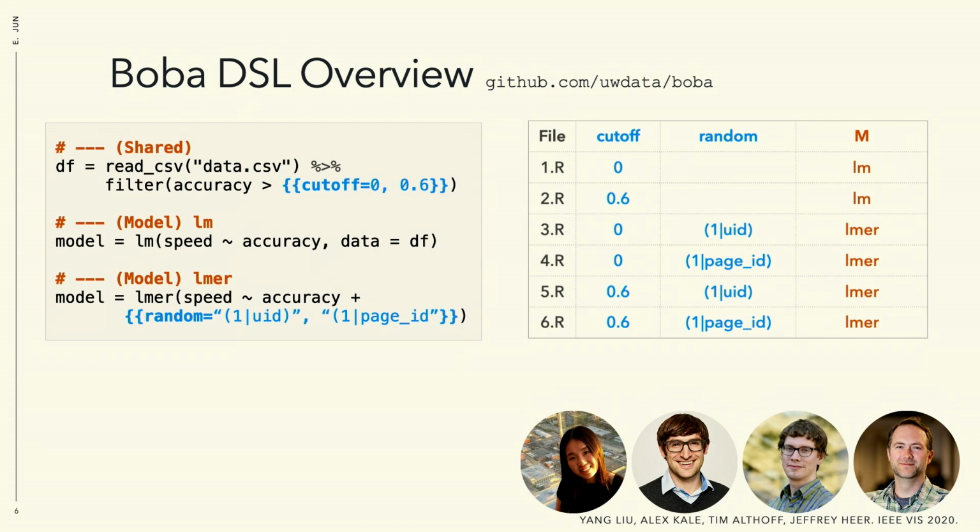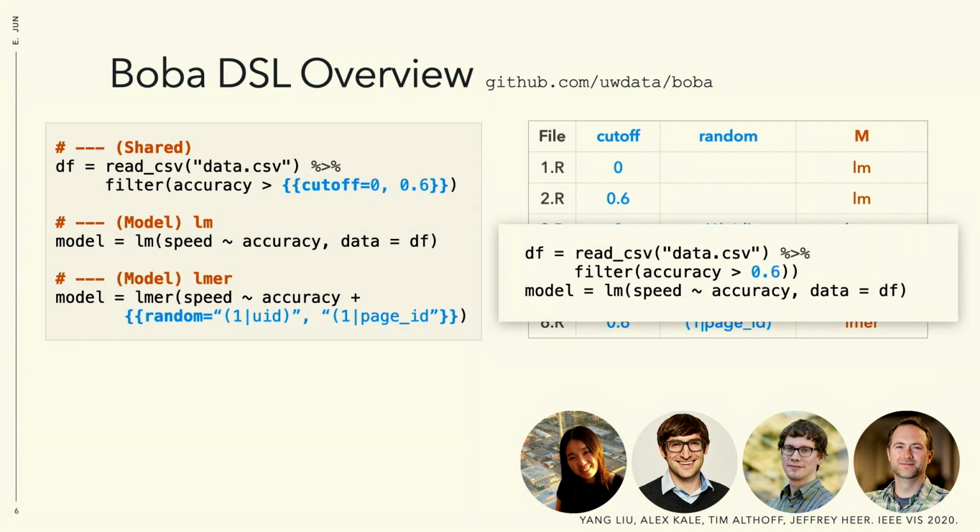To make things really concrete, if we look at the second model, here 2.R, we see this R script that we can run that uses the cutoff value of 0.6 and a linear model without any mixed effects.